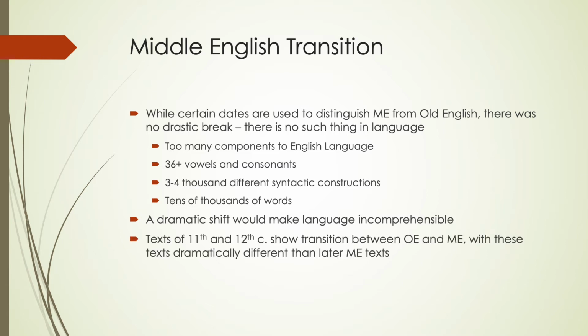So the texts that we would find from the 11th and 12th centuries would be a big transition between Old English and Middle English, and these would look very, very different than the texts that we would have in later Middle English as well. So we'll see, depending on the timing of where these texts are coming from and depending on where these texts are coming from, a lot of variation during this period of time.